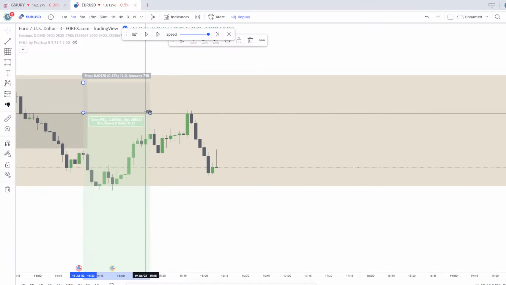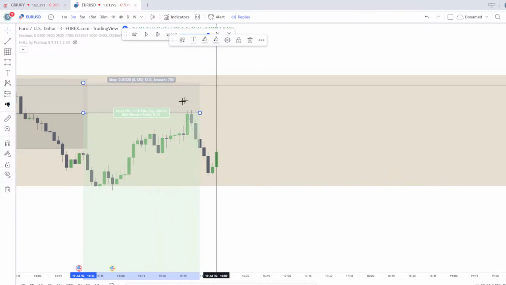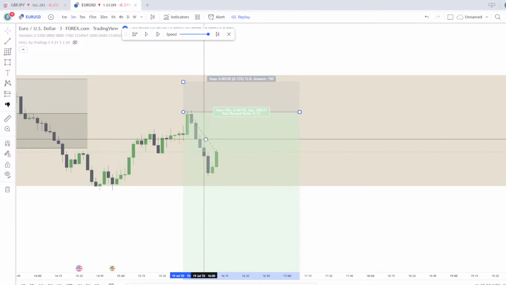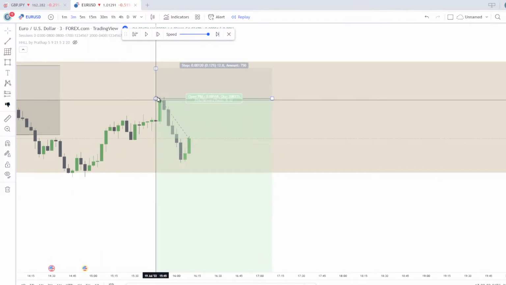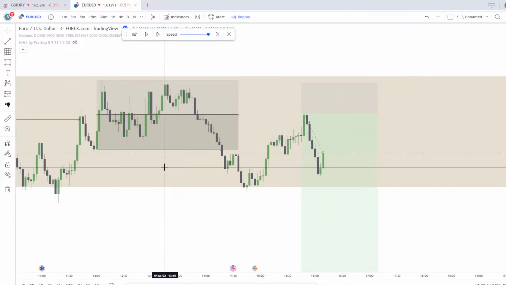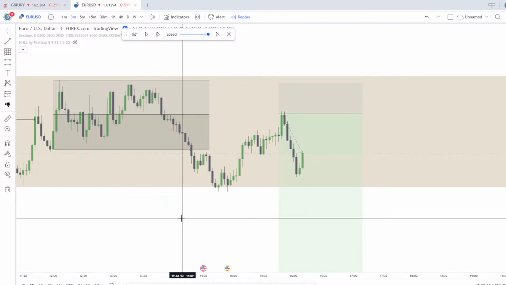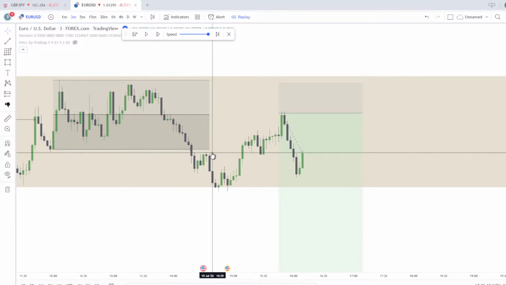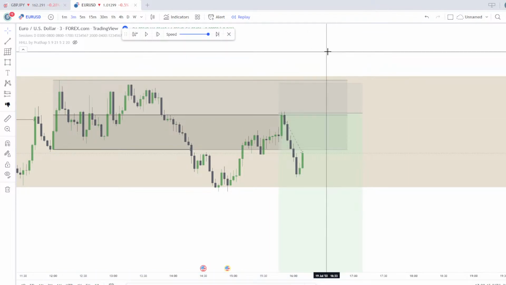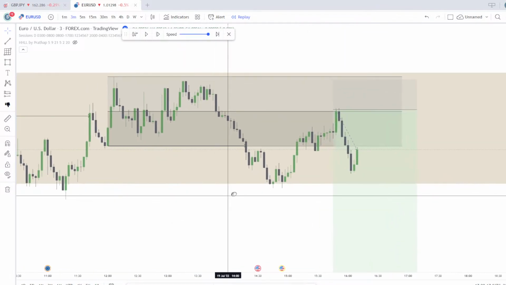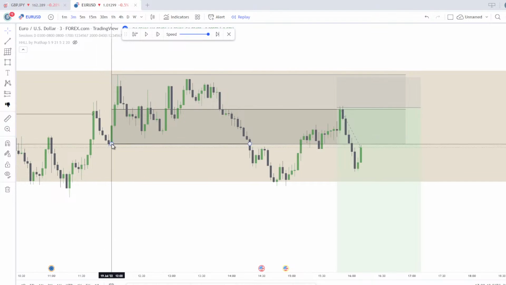That's reacting nicely. Here we go, tagged in here. So you took the second entry model here. Yeah, second entry model. A bit too big. So my entry sits here in the EQ of this range. So my entry would be, let me just get this perfectly for you.